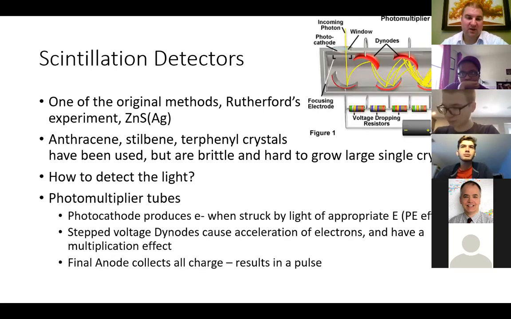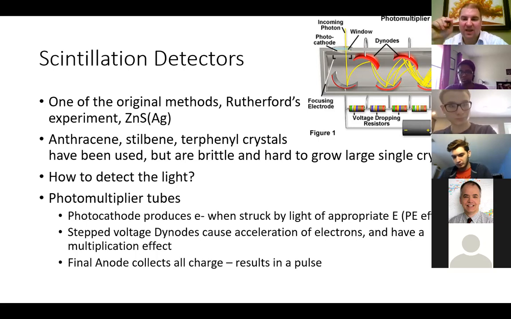There are these things called photomultiplier tubes. In a photomultiplier tube, the light interacts on the end of the tube with a photocathode. The light interacts with the photocathode through the photoelectric effect and ejects an electron or multiple electrons, depending on the energy of the light. Those ejected electrons get accelerated towards these dynodes, which are technically anodes. They are positively charged. And the dynodes are stepped down at varying voltages through the photomultiplier tube. Each time the electron is accelerated towards a dynode, it strikes the dynode and causes more electrons to be ejected.